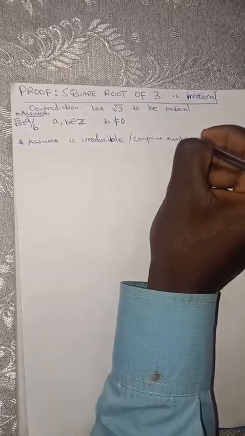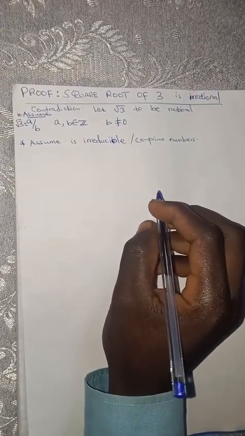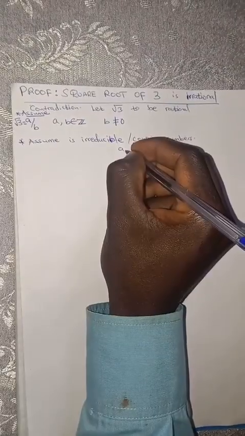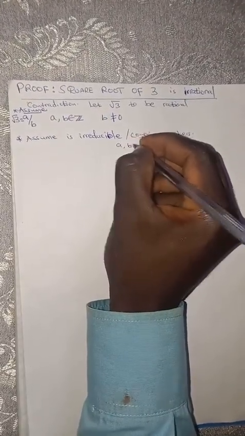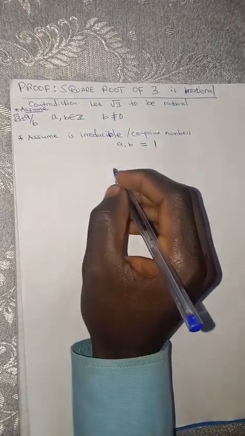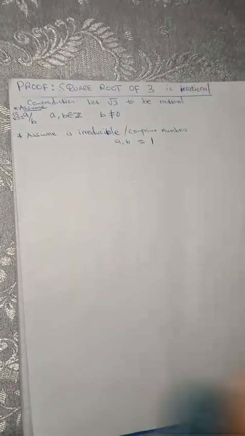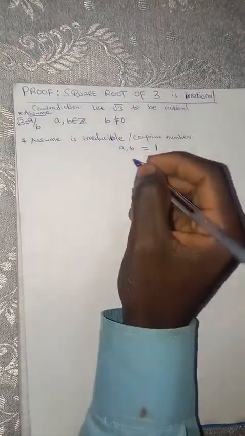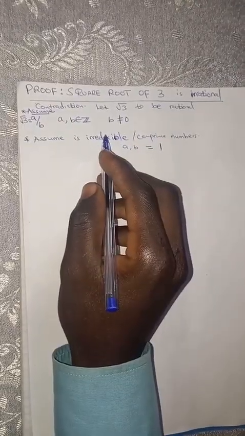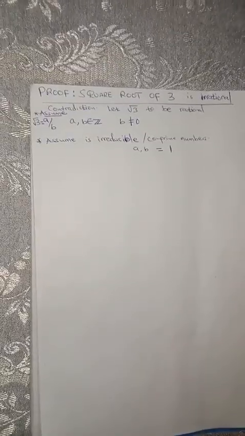Or it exists in its simplified form, or the only common factor, the GCD between a and b, is just 1. And if this contradicts, then the square root of 3 will be irrational. Now let us claim that it is rational and it can be written in fraction form, and it is irreducible. Then let's find the solution.